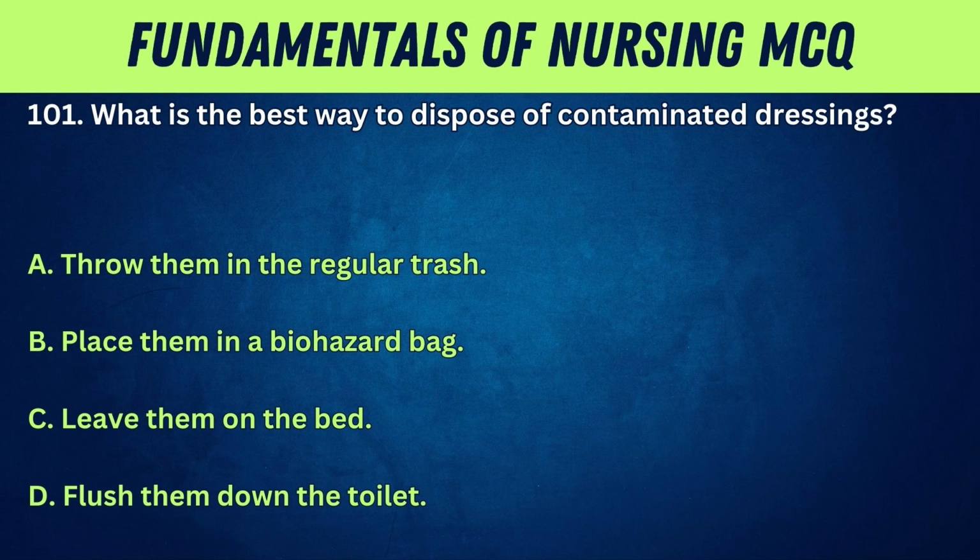101. What is the best way to dispose of contaminated dressings? A. Throw them in the regular trash. B. Place them in a biohazard bag. C. Leave them on the bed. D. Flush them down the toilet.